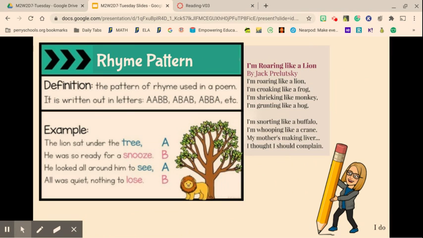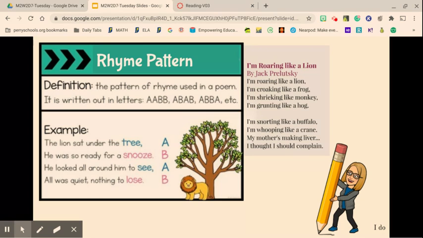All right, so we talked about how we would be finding a rhyme pattern. So we know that patterns are ways that things repeat. So in poems, they have a rhyme pattern. The pattern of rhyme used in poems can be written out in letters. So sometimes you have an AABB pattern where the A's would rhyme. So you would have a rhyming word, and then the next line would end in a rhyming word. Then you would have another word, and the next line would have a word that rhymes with that.